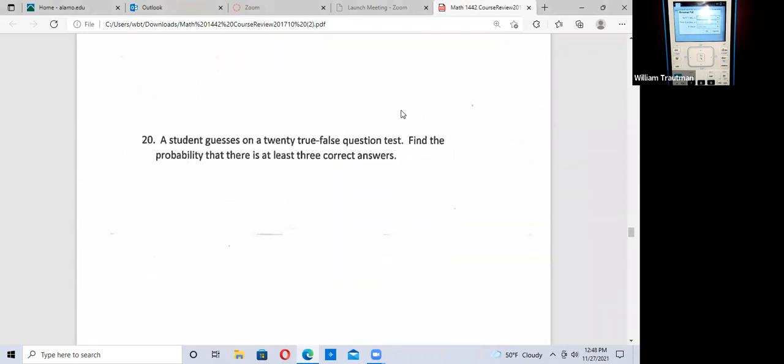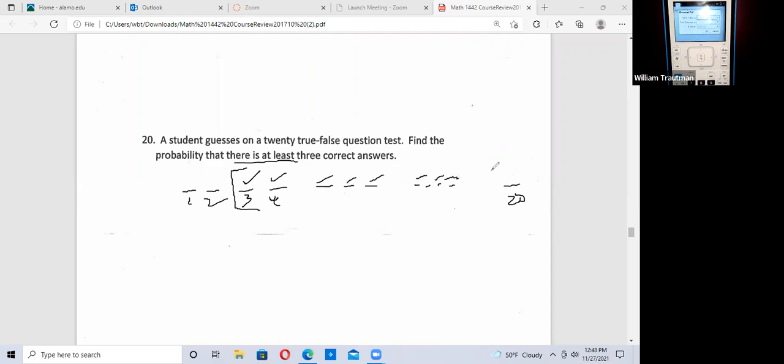All right, let's try question 20. A student guesses on a 20 true or false question test. Find the probability that there are at least 3 correct answers. So we have 20 questions. At least 3 means 3, 4, all of these numbers are possible, right? At least 3 means 3 is the least, so our lowest number correct could be 3 and our highest number correct could be 20. So between 3 and 20 is correct.